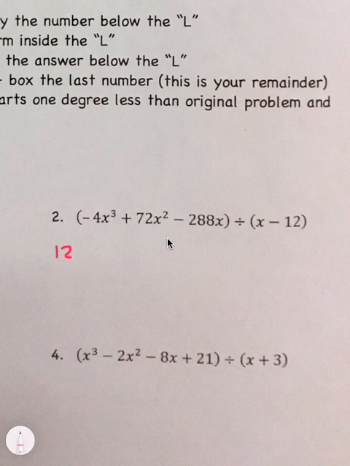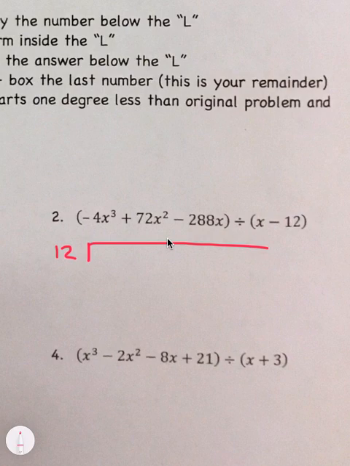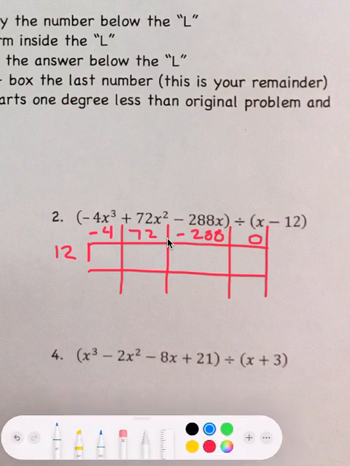Set it up, 12. And then if I can do it right, I use -4, 72, -288, and then fill in a 0 because we don't have a last number, no constant. And then I'm going to put in my little table. And I'm just going to use 2 colors.